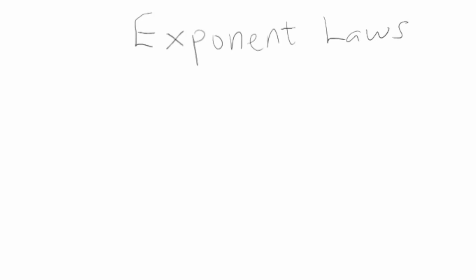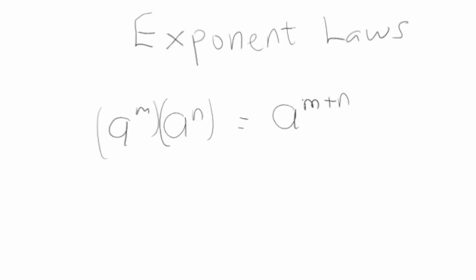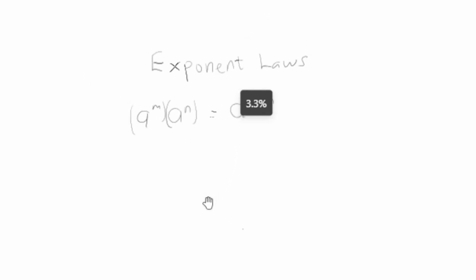So exponent laws. What we looked at the other time was the product of powers. The product of powers says that a exponent m times a exponent n is equal to a exponent m plus n. So that was the first one that we looked at. That is the product of powers. Today we look at the other ones.